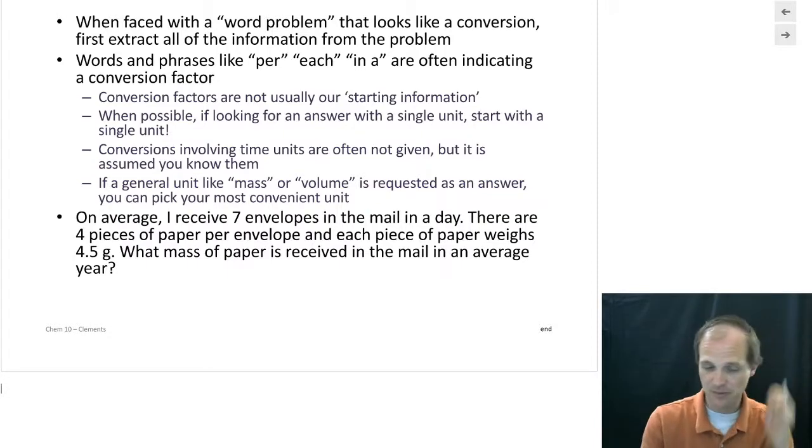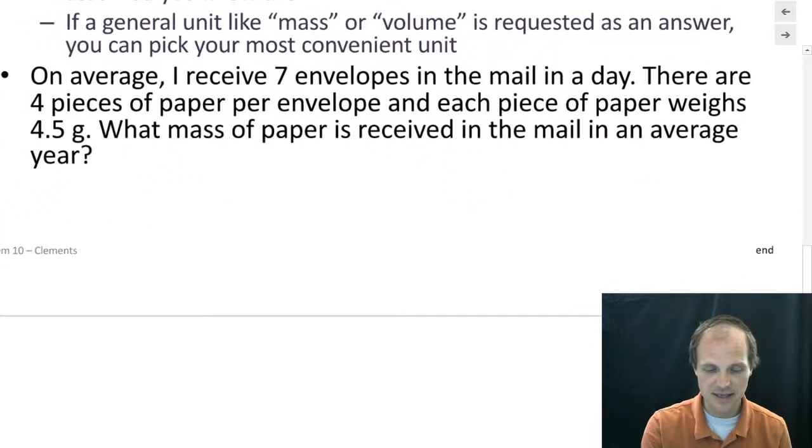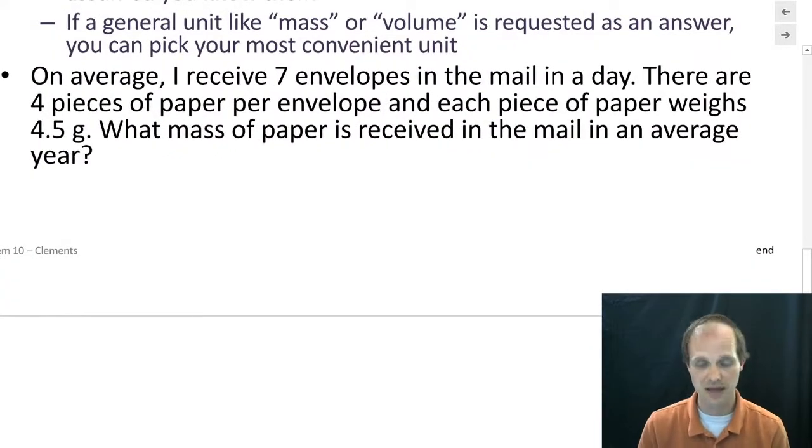So here's a problem we're going to practice on. It says, on average, I receive 7 pieces of mail in a day. There are 4 pieces of paper per envelope, and each piece of paper weighs 4.5 grams. What mass of paper is received in the mail in an average year? There's a lot of information in here. It can be a lot to know where to start. So let's go through and extract the information, put it into formulas, and see if that helps us isolate what we want here.